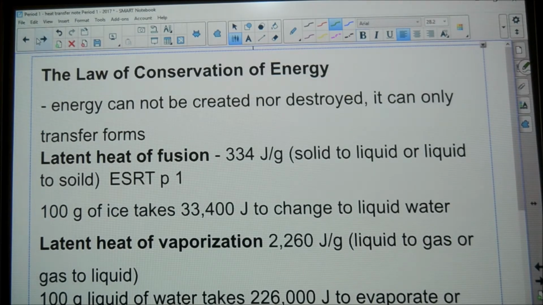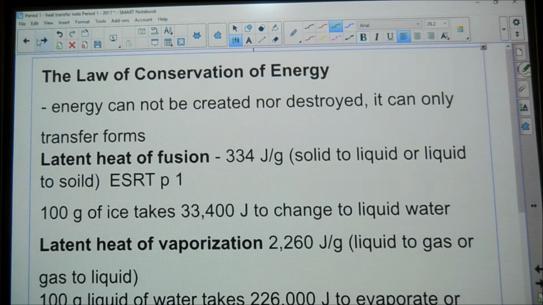Latent heat of fusion. On your reference table, page 1. 334 joules for every gram. I'm going from a solid to a liquid or a liquid to a solid. So if I have 100 grams of ice, it's going to take 33,400 joules to change it to liquid water. So you just multiply the 334 joules by every gram that you have.